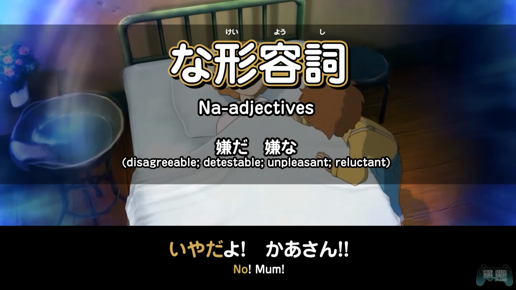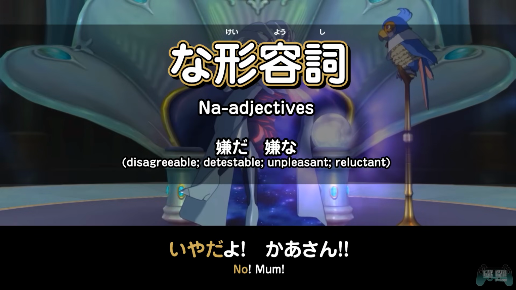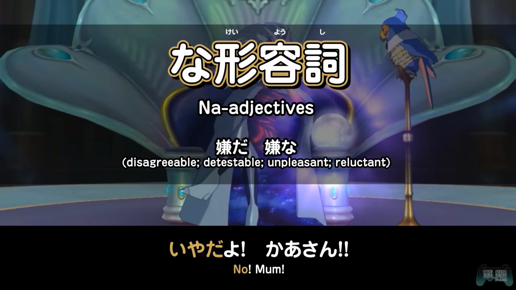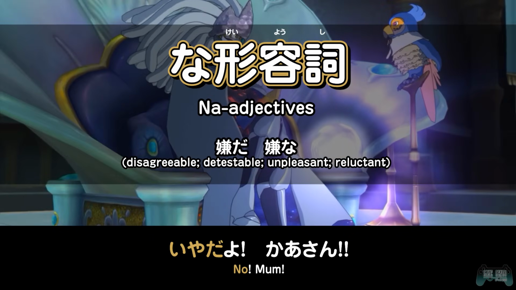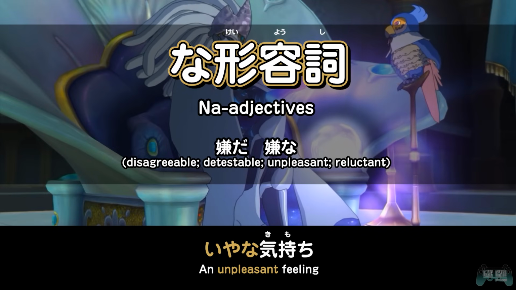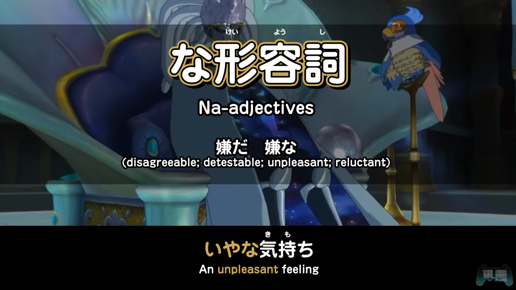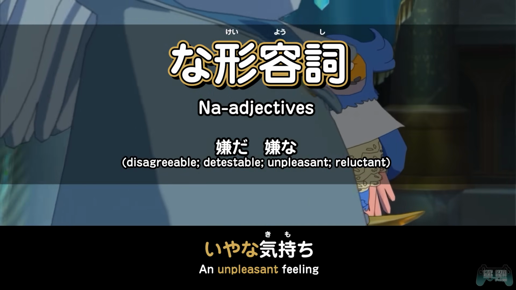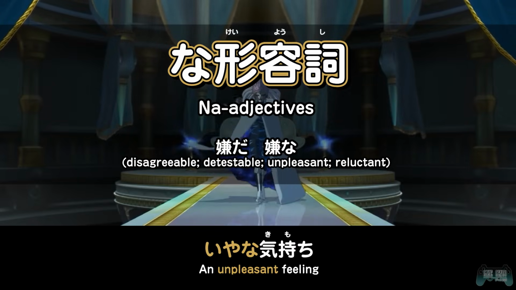This is a na adjective which means kind of detestable, unpleasant, or disagreeable. This is commonly seen used when just flat out refusing something or in an almost tantrum manner. Iyada, or even yada. But this is actually still a na adjective, and you can actually use it to describe something as well, like この嫌な気持ち, this unpleasant feeling. So we have the na adjective followed by na, and then you have whatever you're modifying. So 嫌な気持ち means the unpleasant feeling.